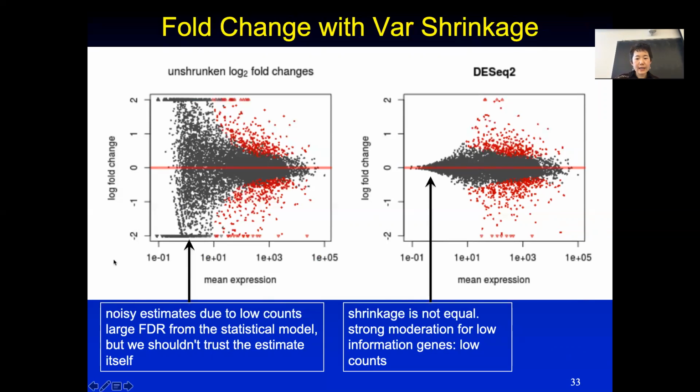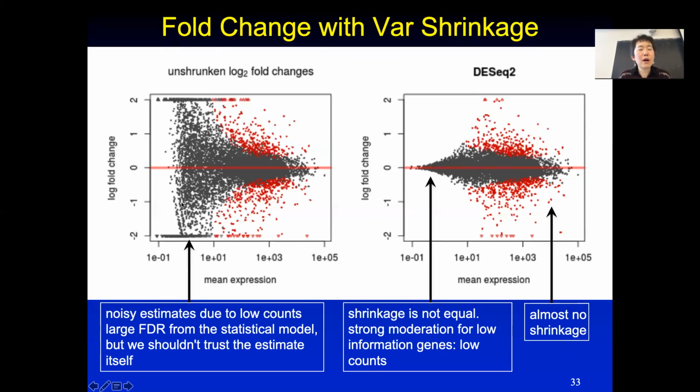So the shrinkage is not equal. You have strong moderation for low information genes. These genes really don't have much information, right? They have low counts. In fact, later on, DESeq can even completely eliminate them. Once the expression level is high, you can estimate the variation more accurately. In fact, DESeq has even better ways to adjust for these low information counts.